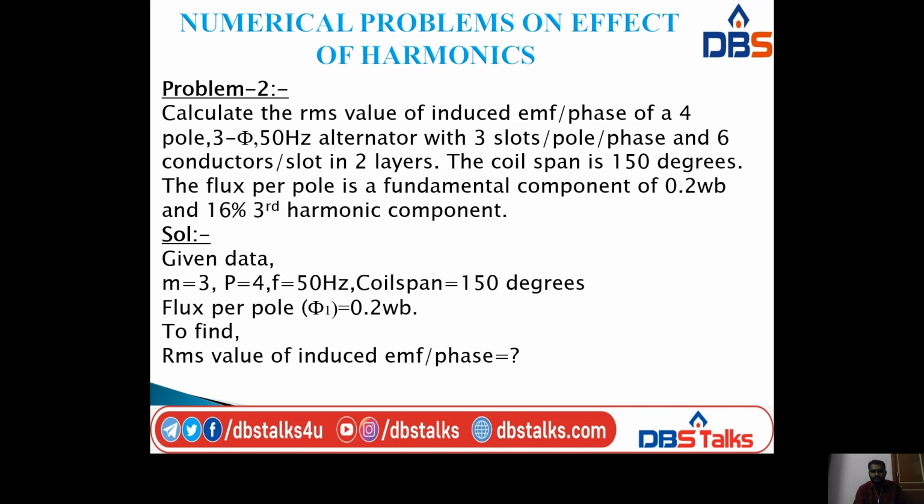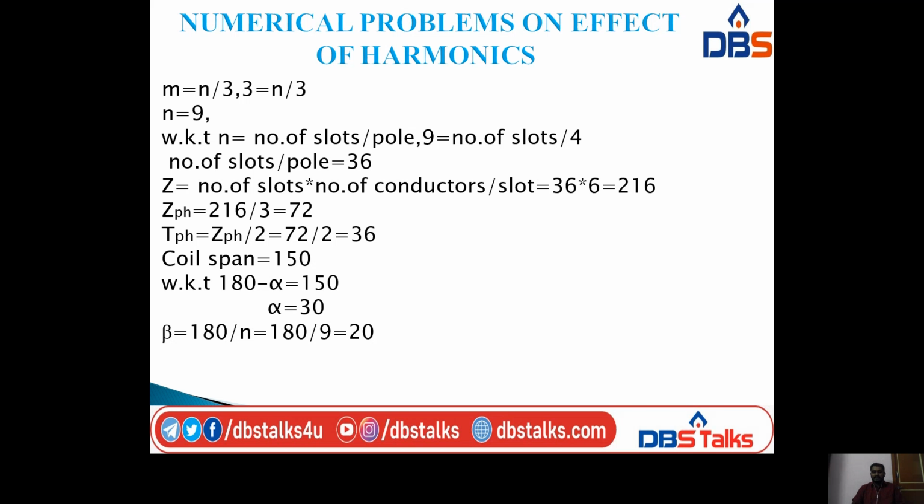So from this I am writing Z is equal to number of slots, that is 36, into number of conductors per slot, that is 6. So totally we have Z is equal to 36 into 6, that is 216, and Z phase is the total number of conductors per phase. Here we have 3 phases, that's why per phase we have to calculate the number of conductors, that is 216 by 3, that is equal to 72. From this I am calculating turns per phase also. You know the formula, Z phase is equal to 2 into turns per phase, so turns per phase is equal to Z phase by 2. That is 72 by 2, that is equal to 36.